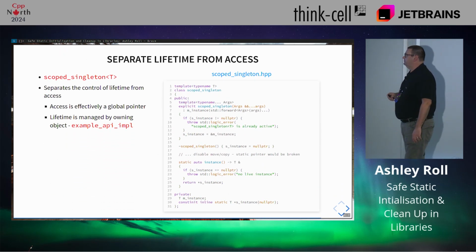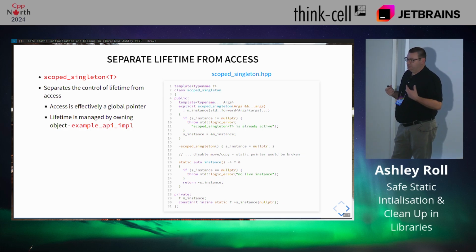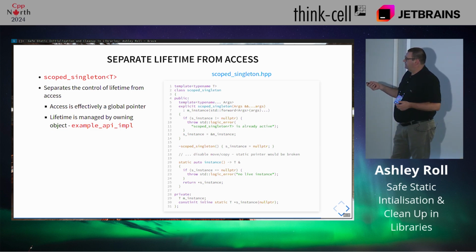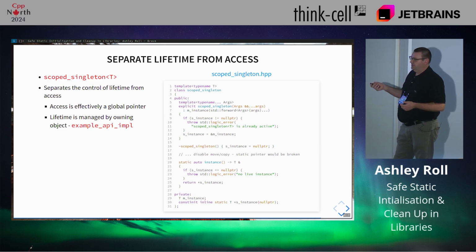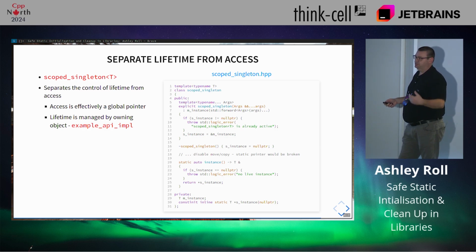So, separating our lifetime from our access, we're going to create this object called a scope singleton, and its job is to maintain the lifetime of an instance and have a global static storage duration pointer to it. On creation, it'll just double check that there's not one already active. That's more of a programming library problem, because you could effectively declare one of these objects in a different location in your library, and it would collide with the actual one you're expecting. So it's just a safety thing.